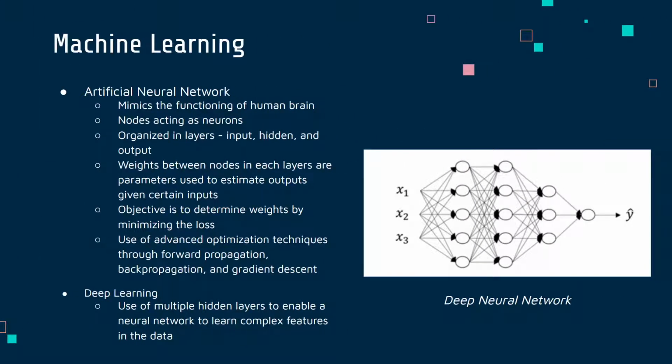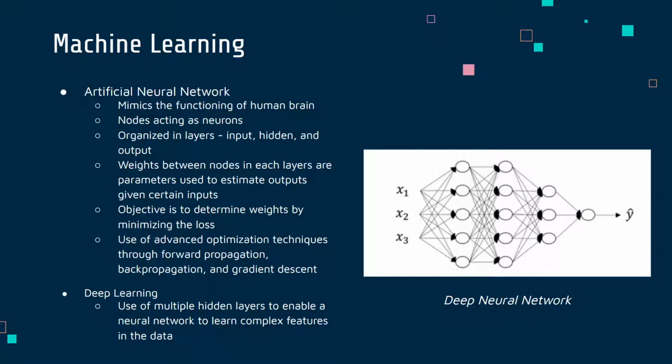I've been talking about machine learning or deep learning, and an important model in machine learning is the artificial neural network. It basically mimics how a human brain works, and it consists of nodes which act as neurons, organized in layers with an input, hidden, and output layer. The weights between these layers, denoted by the arrows in the diagram on the right, are used to estimate outputs given certain inputs. The objective of this model is to determine the weights which will minimize the loss.